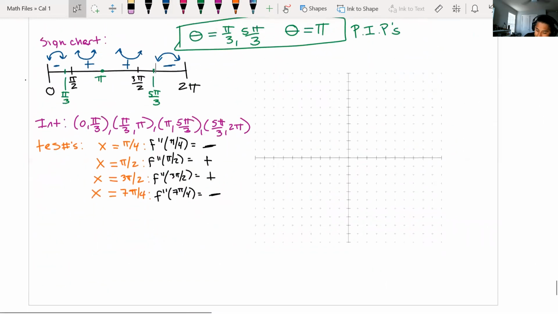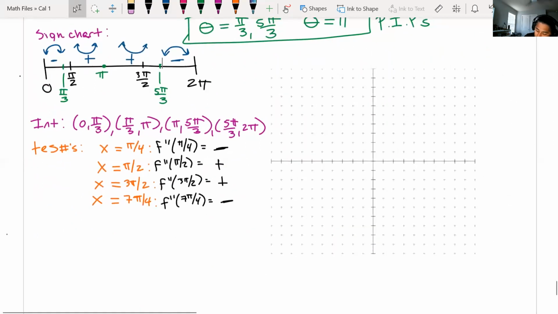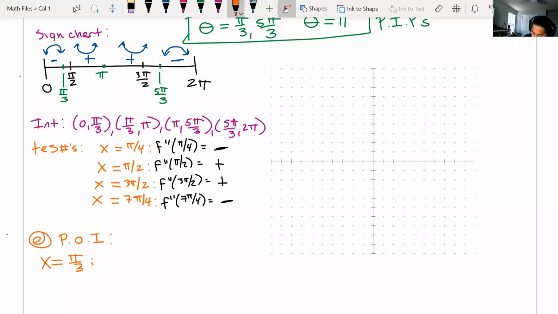Okay, last step, my goodness. E. You're going to look for inflection points, points of inflection. Look at the first one, pi over 3. We go negative to positive, from concave down to concave up, which means that x equals pi over 3 is an actual inflection point. And then we look at pi.